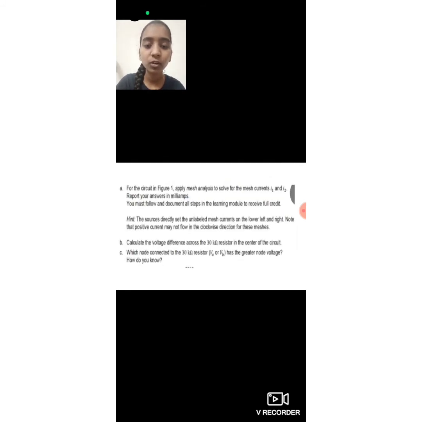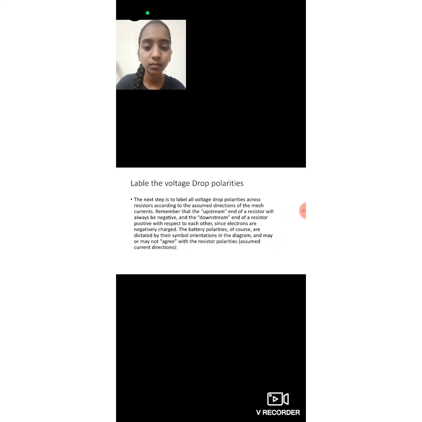For the circuit in figure 1, apply mesh analysis to solve the mesh currents I1 and I2. Report your answer in milliamps. You must follow and document all steps in the learning module to receive full credit. Calculate the voltage difference across the 30 ohm resistor in the center of the circuit. Which node connected to the 30 ohm resistor has the greater node voltage?